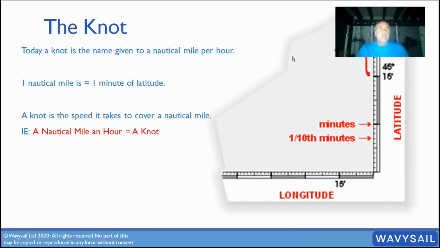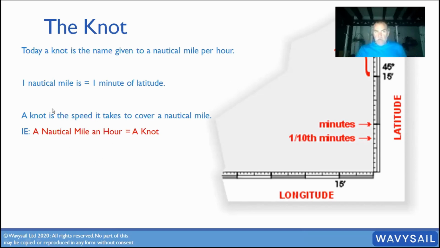Okay? A knot is the speed it takes to cover a nautical mile. So a nautical mile an hour equals a knot. And we still refer to it as a knot. We don't talk about nautical miles an hour on board. It's a bit of a mouthful, nautical miles an hour. How many knots are you doing?